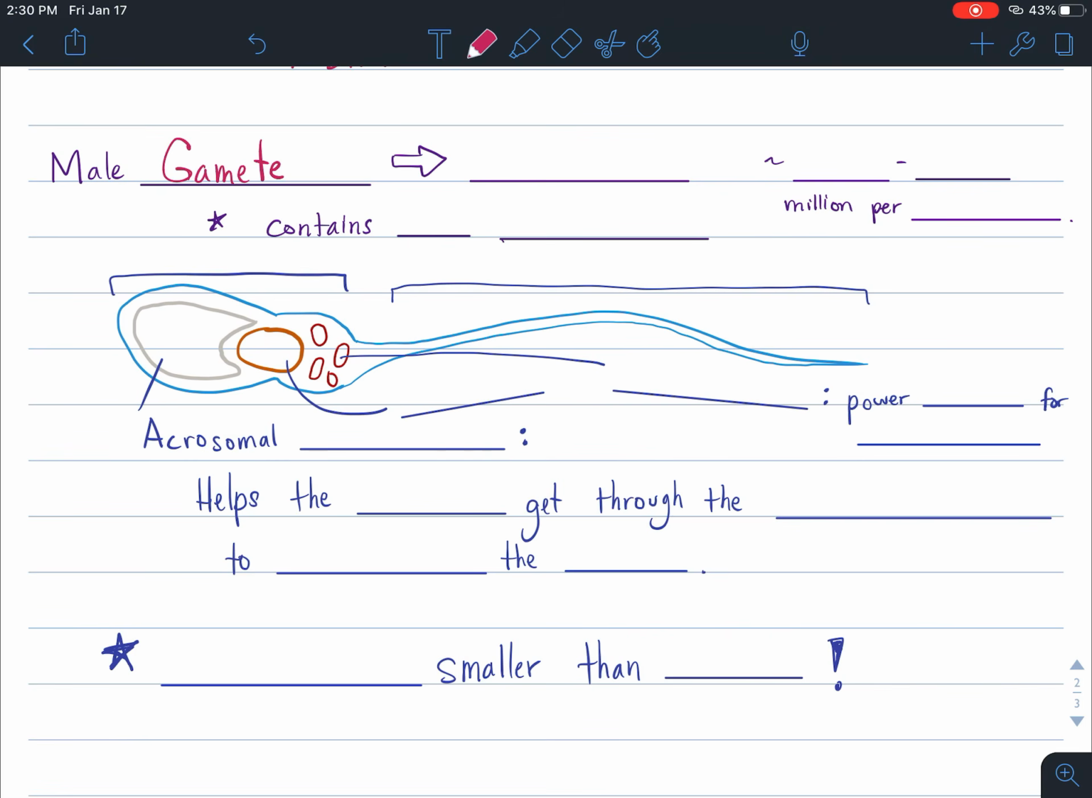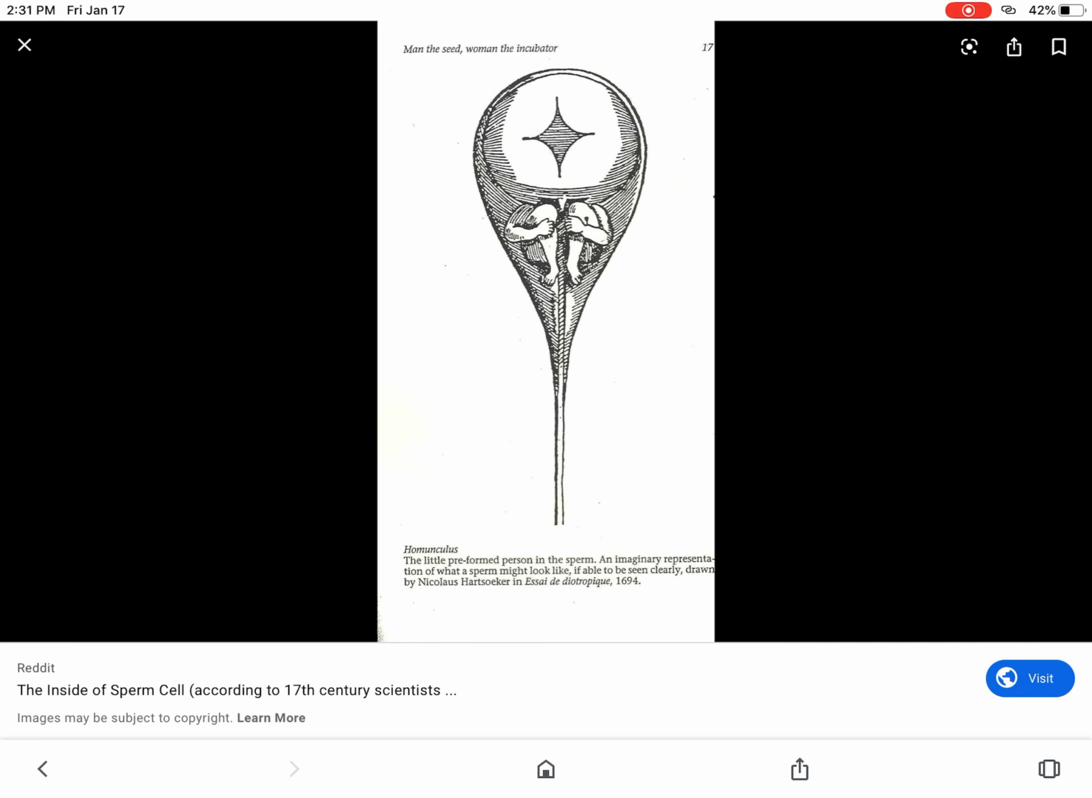The male gamete is also known as the sperm. Now, the sperm is pretty interesting, and there's some interesting folklore about the sperm. Before there were microscopes, people really didn't know how humans got pregnant. There were some interesting ideas. One of them that really stuck with me the most is this idea that the man had this seed within him, which we now call the sperm, and inside of every single sperm, there's a tiny micro-human in the head of the sperm. So it says here at the top, the man, the seed, woman, the incubator.